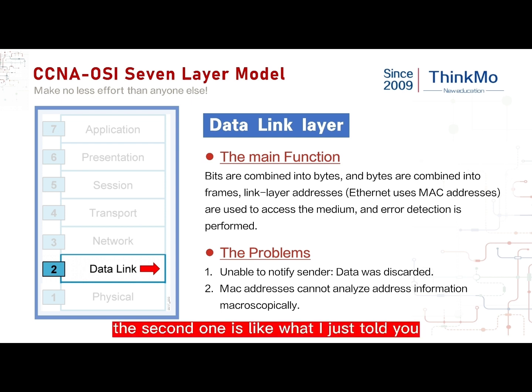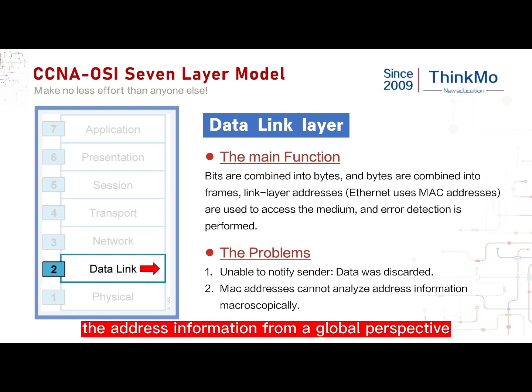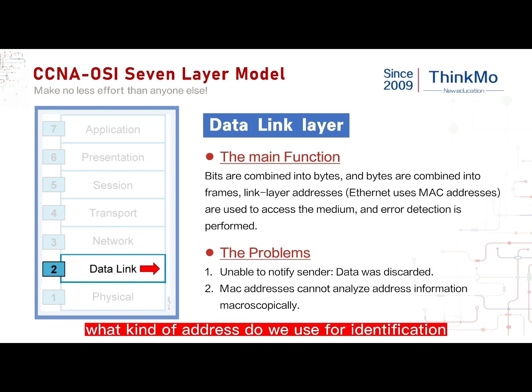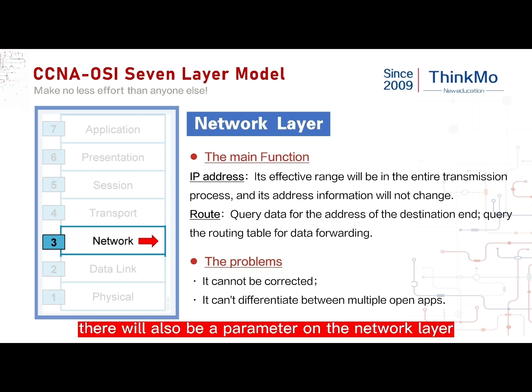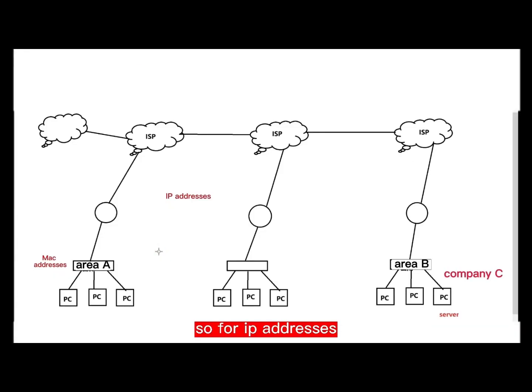The second one is like what I just told you. A MAC address has no way to analyze address information from a macro or global perspective. That is, its scope of action is relatively narrow. Precise but too small. What kind of address do we use for identification? On the third layer, there will also be a parameter on the network layer. It will also carry address information: the IP address.